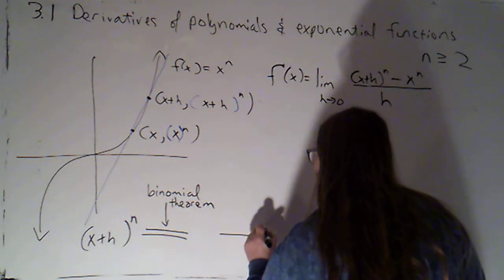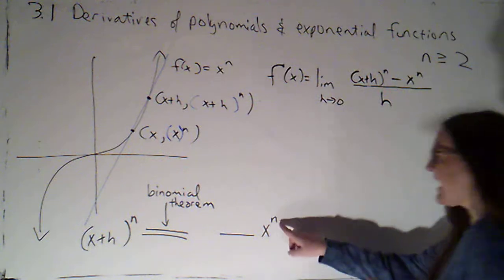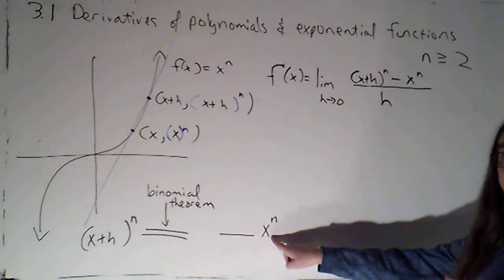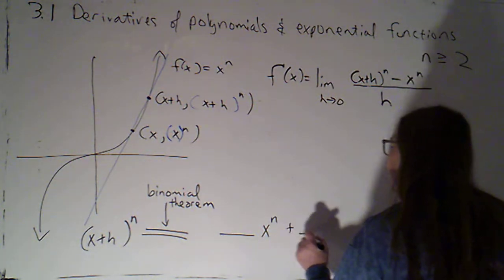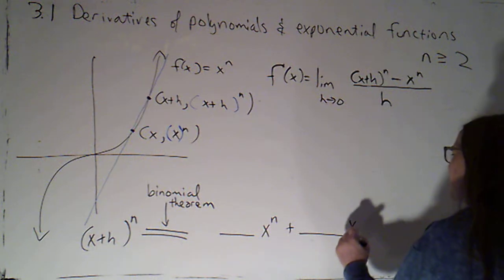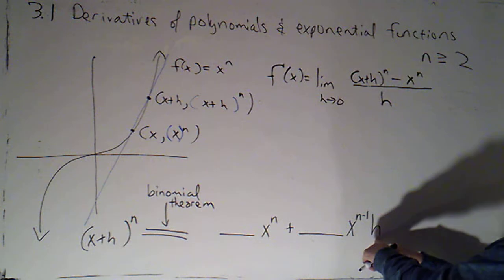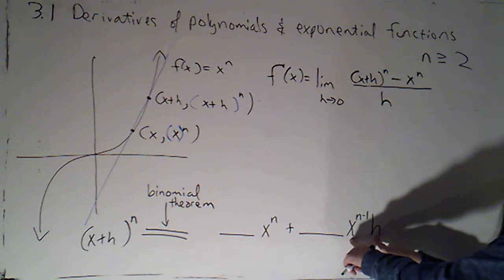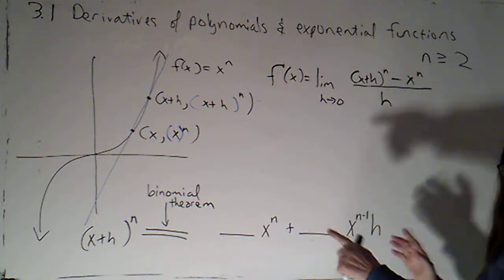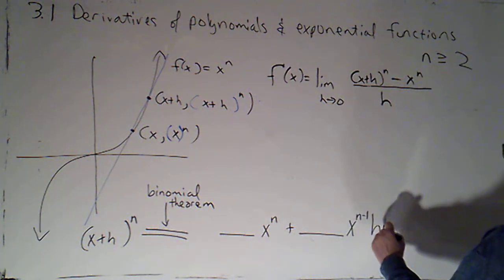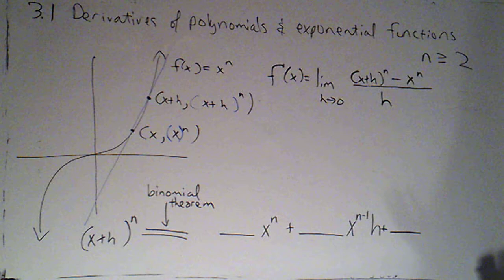So I'm going to get some terms where I just have n factors of x. But I'm also going to get some terms where I have one less x, but I have an h. So I still have n factors, all of which are either x's or h's, but some of them are x's and some of them are h's. And I'm going to have every possible combination of that.